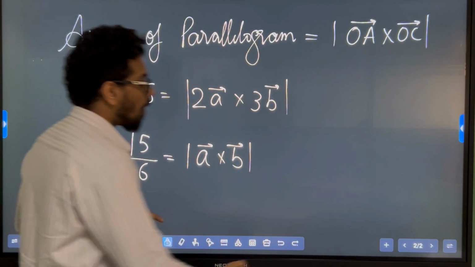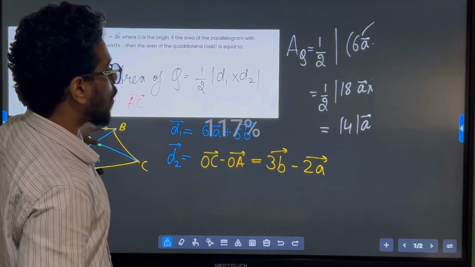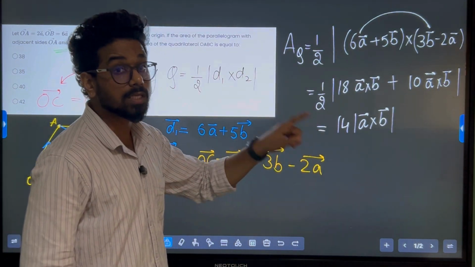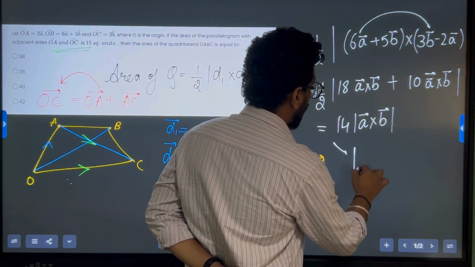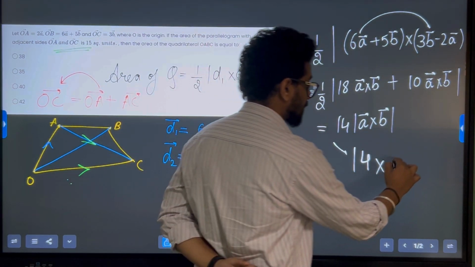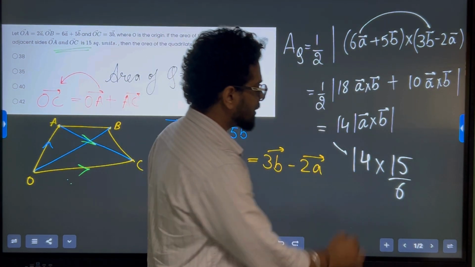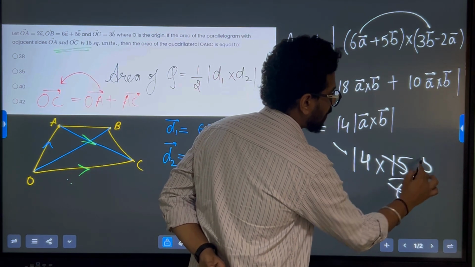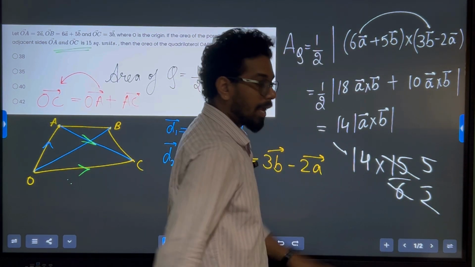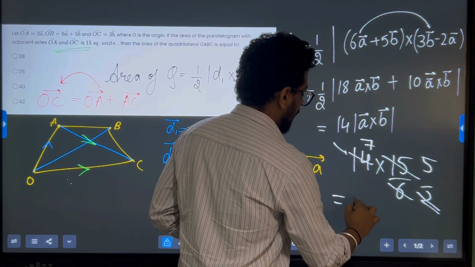Our area of the quadrilateral, where we were, is 14 times this, and what we have got is 14 into 15 by 6. Okay, now 15 by 6, if you cancel this with 3, it is 5 by 2, and cancelling 2 with 14 is 7. 7 into 5 is 35.